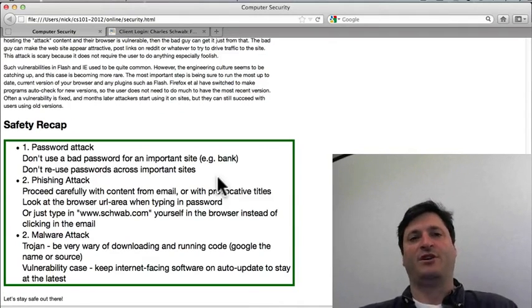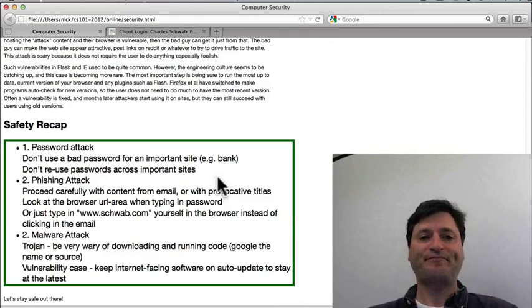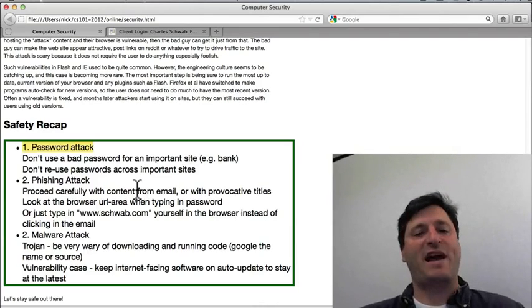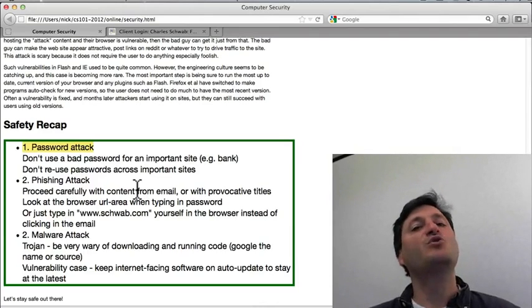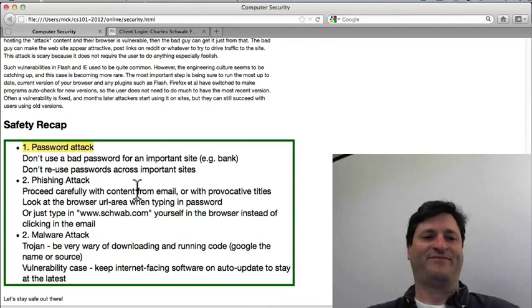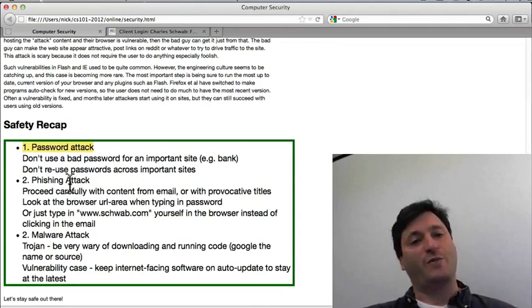So I'm just going to recap what I think are the things that are important to get right. Okay, number one, we had the password attack. You just need to not have a lame password. I don't think you have to have some super awesome, mega complicated password. Just not lame. And don't reuse passwords.